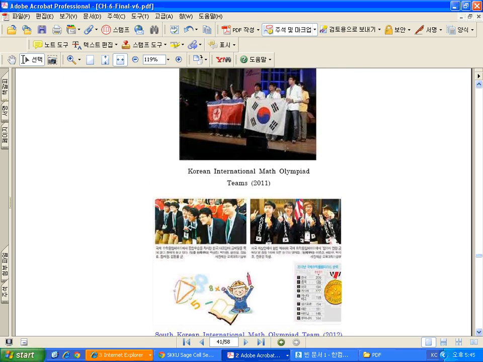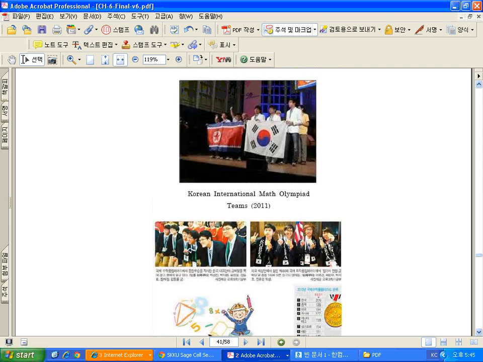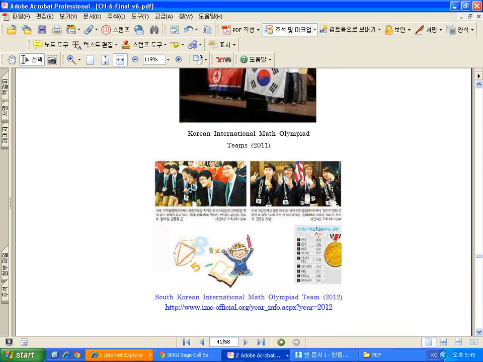This example shows the Olympiad game where North Korea and South Korea went together to have a photo together. And this is last year's International Math Olympiad contest, where the Korean team made rank number 1 among all the countries. The second ranked team was China, and third ranked team was United States. And first ranked team was Russia, and others are Canada and Singapore, etc.